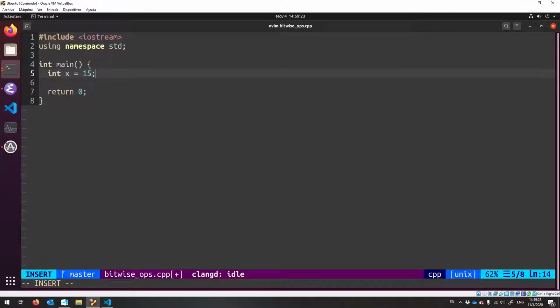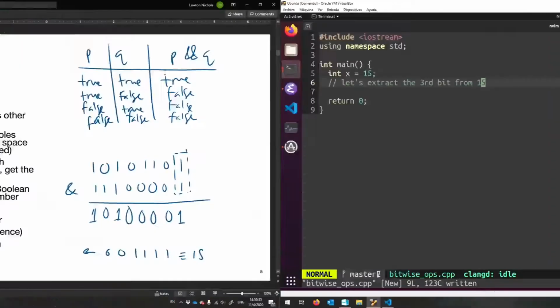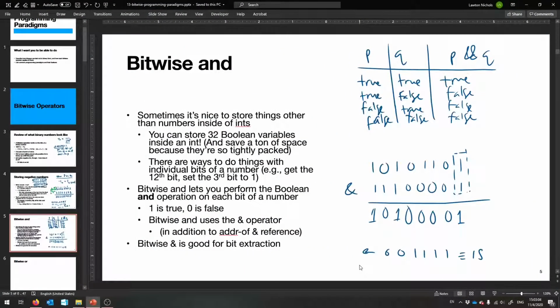And then let's extract the third bit from 15. Okay, so let's figure out what the third bit of 15 is going to be. I'm going to consider this the 0th bit, so this is the 1, 2, third bit right there. So let's go and get that one. So how do we get it?